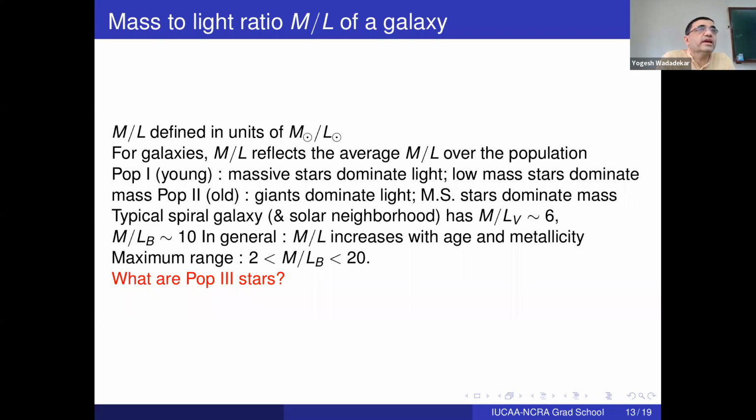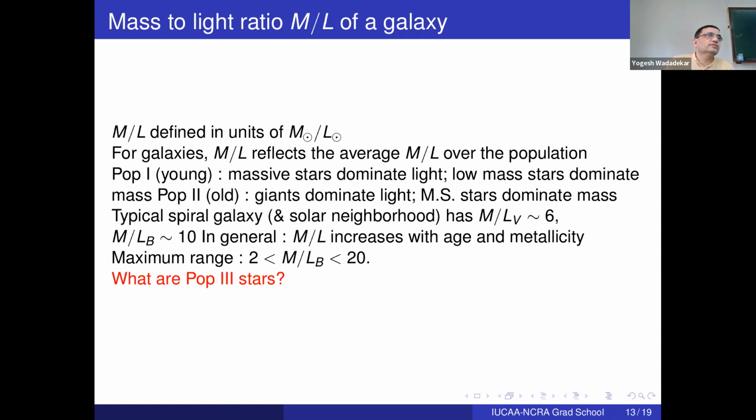Within galaxies, we typically have two types of stars. One are called population 1 stars. These are young stars. In these population 1 stars, massive stars dominate the light, but low mass stars dominate the mass. Since these population 1 stars are very young, they're usually still on the main sequence. They have not left the main sequence.